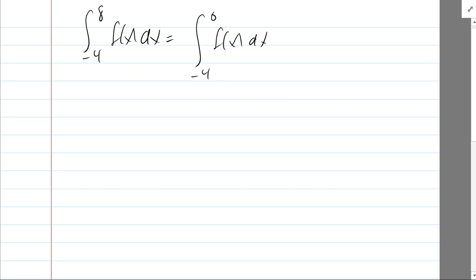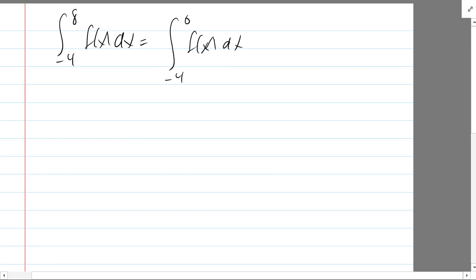Okay, so what is that going to make it? Do we all agree that we have from 0 to 8? Do I need from negative 4 to 0? Yes. So the integral from negative 4 to 8 of f of x dx is going to equal the integral from negative 4 to 0 of f of x dx plus the integral from 0 to 8 of f of x dx. And I have all that. Did you know you had that? Yes, you do.